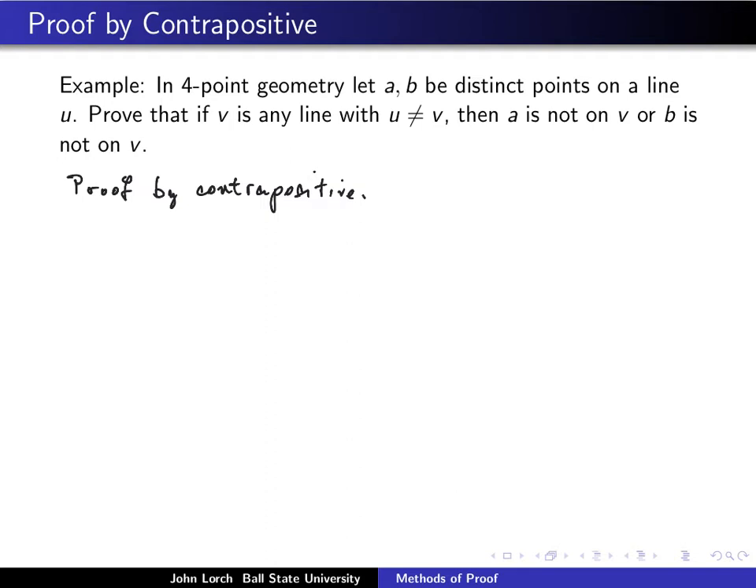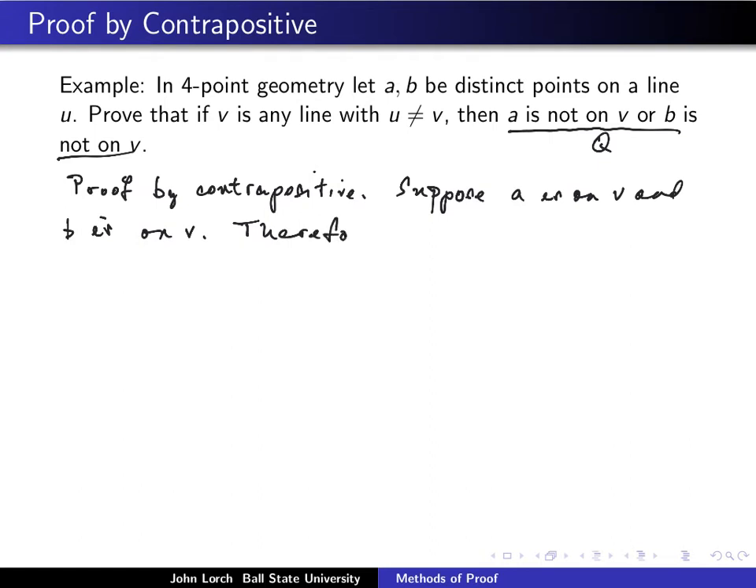So we remember, for proof by contrapositive, we want to first assume the negation of our conclusion. So there's our conclusion, which we denoted by, I guess, Q on the previous slide. We want to assume not Q. So we need to figure out what the negation of Q is. So it would be that A is on V and B is on V. Now we know that A and B are both on U as well. So therefore A and B are on both U and V.